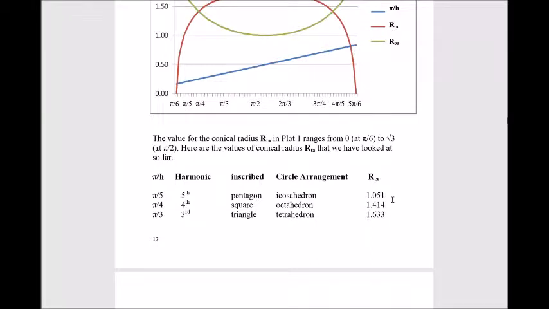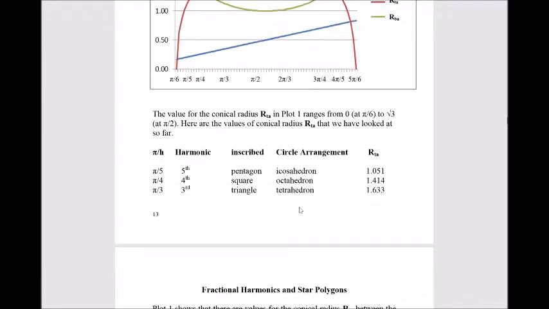This is the precise value that would be used. The fourth harmonic related to the inscribed square and circle arrangement allows the discovery of the octahedron, where the third harmonic inscribes a triangle and results in discovery of the tetrahedron.